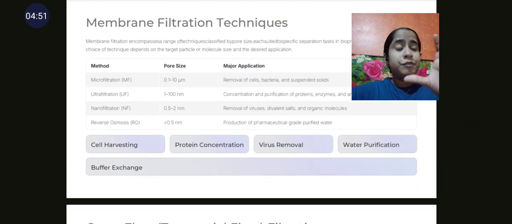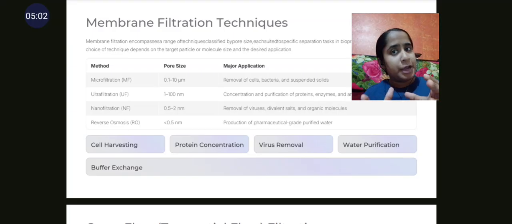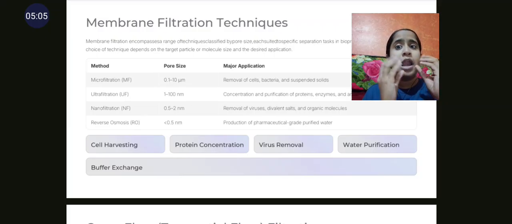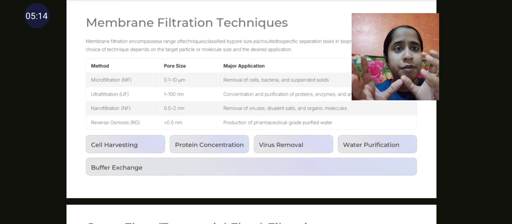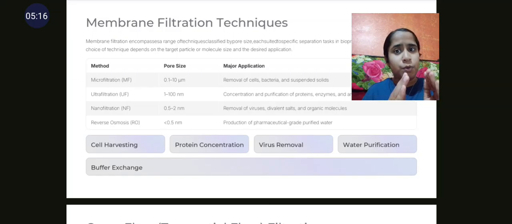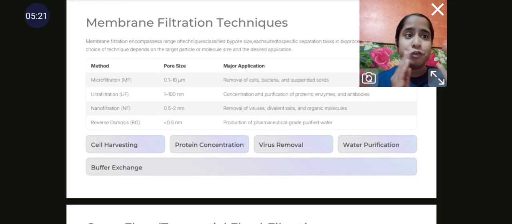Now, if we talk about the techniques, the first technique is the membrane filtration technique. Membrane filtration technique is classified according to the membrane pore size. Microfiltration has the largest pores and removes microbial cells, yeast and suspended solids. Second, ultrafiltration has smaller pores and is widely used for concentration and purification of proteins, enzymes and antibodies.